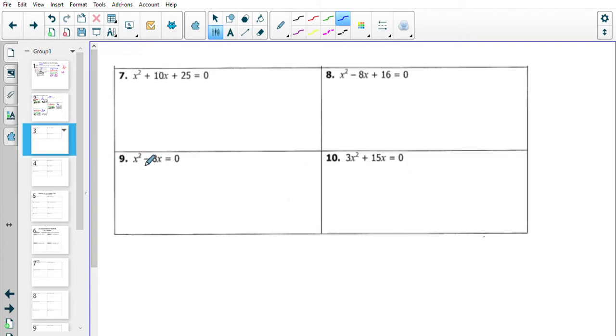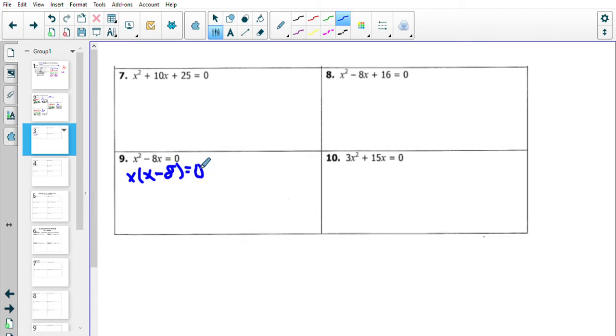Okay, but if we look at number 9, I have 2 terms. So the first thing that I need to look for is a GCF, and I do in fact have a GCF because both terms have an x. And so that's my GCF there is x. And then what do I multiply x by to get x squared? X. What do I multiply x by to get -8x? -8. Okay.